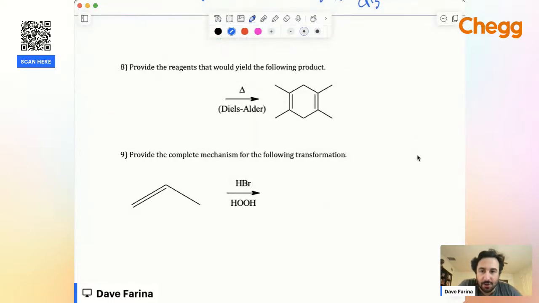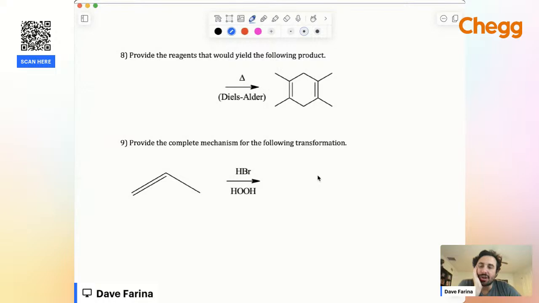Okay, let's do a Diels-Alder. So if we're going to do a retro Diels-Alder, we know that Diels-Alder makes six-membered rings. And so if we're going to retro Diels-Alder, we've got to break the six-membered ring. So we are going to break these bonds and pull them apart. How are we going to do that? We're going to do it like this.